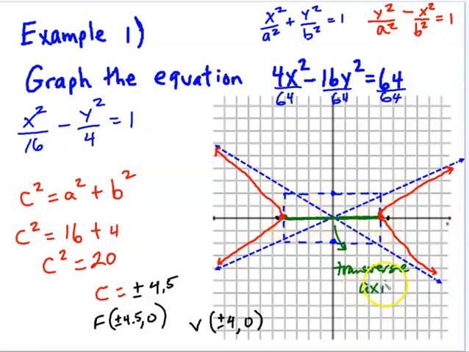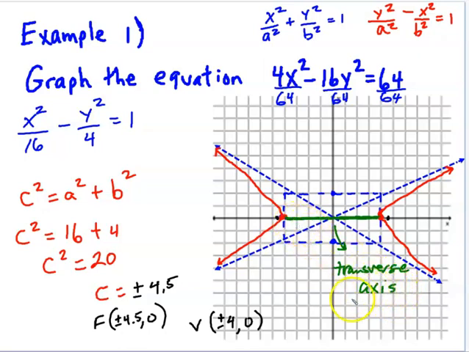Okay. And anytime you're told the transverse axis is horizontal, that's just another way of saying your hyperbola is going to be two parabolas that open left and right. They'll open basically at the end of the transverse axis. If you were told the transverse axis is vertical, then that tells you that your hyperbola is going to be two parabolas that open up and down.